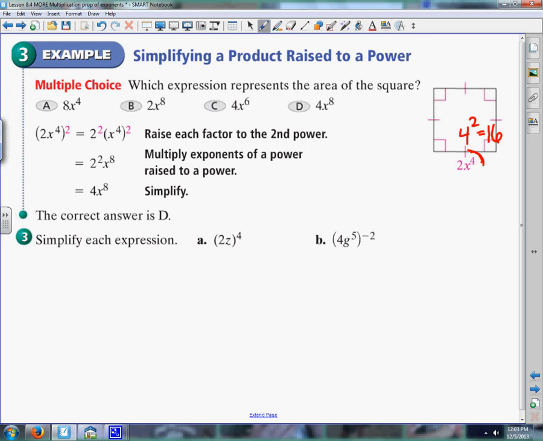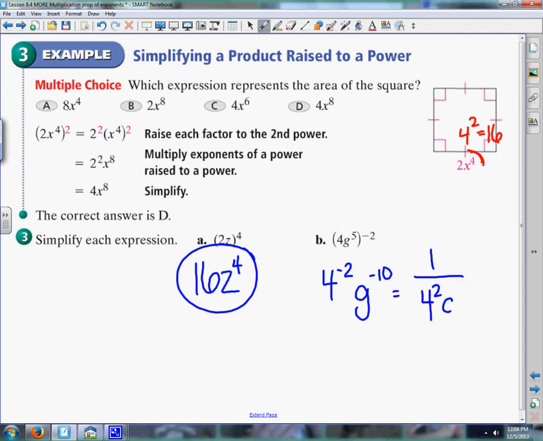Okay, so 2z to the 4th. 2 to the 4th is 2 times 2 is 4, times 2 is 8, times 2 is 16, z to the 4th. Here I have 4 to the negative 2 times g to the negative 10th. So what I would do is I would do 4 to the negative 2 equals 1 over 4 squared, g to the 10th, because both of them are negative exponents, so I'm putting them in the denominator. And then that equals 1 over 16g to the 10th power.